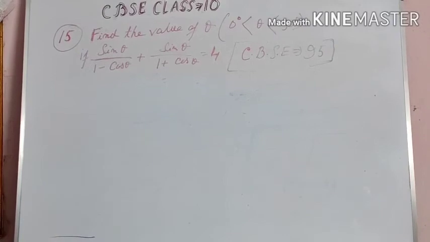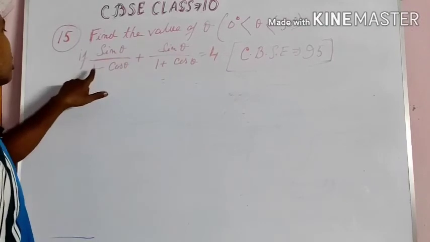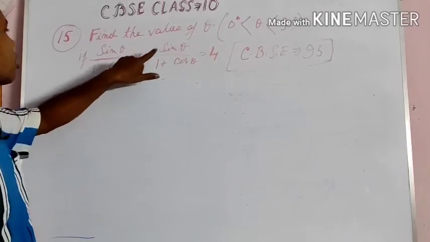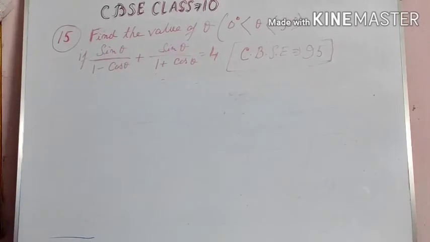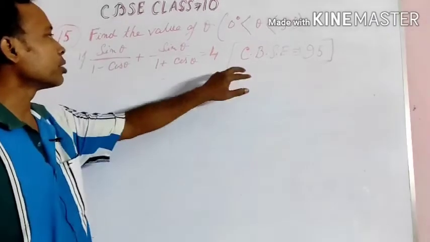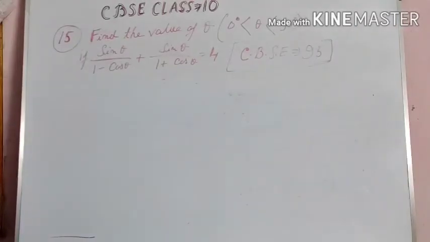CBSE class 10 question number 15. Find the value of theta where 0 degree is less than theta is less than 90 degree, if sin theta by 1 minus cos theta plus sin theta by 1 plus cos theta is equal to 4. This question has come from CBSE in the year 1995. So this is a very important question.